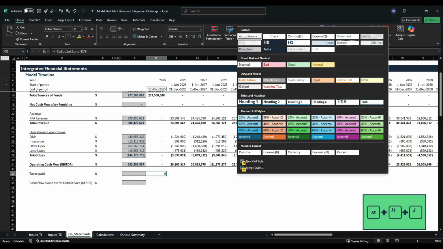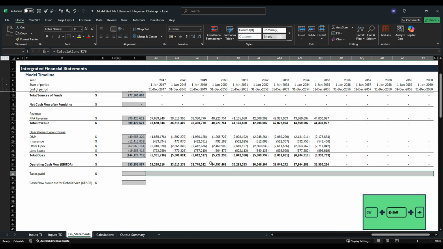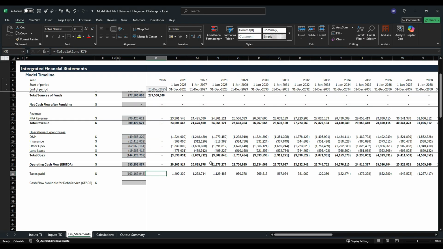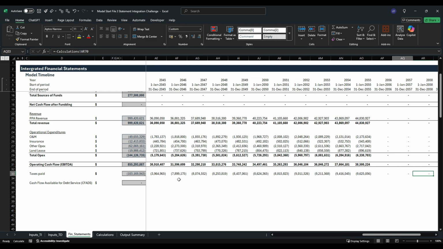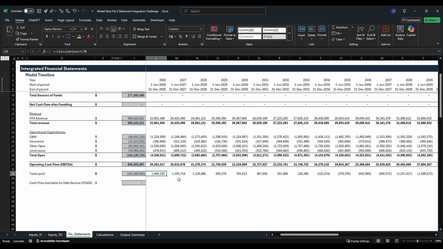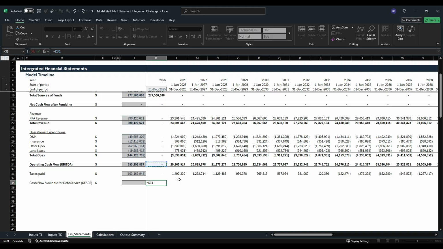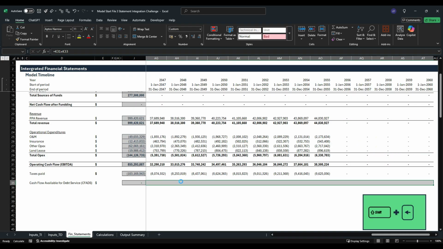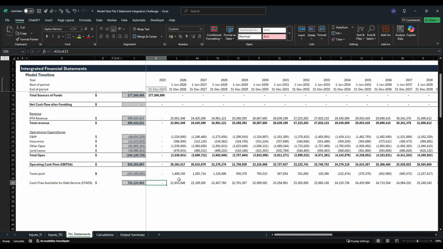Okay, now that we have flipped the sign, hit Alt-HJ and comma 0. Let's drag this over. And you can see that in total, we actually do pay quite some taxes, $103 million over the asset lifetime, most of which are paid in the later years, as you can see here. And that will leave us with our cash flow available for debt service. So we take our operating cash flow, add our taxes paid, which are modeled negative, drag that one over, and that will leave us with $750 million in cash flow available for debt service.